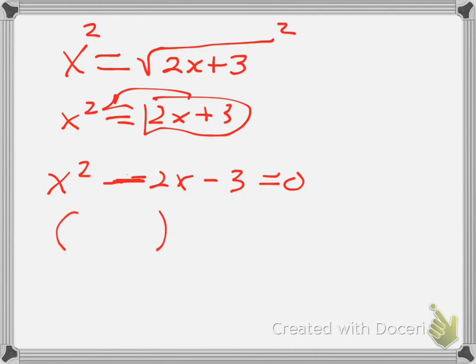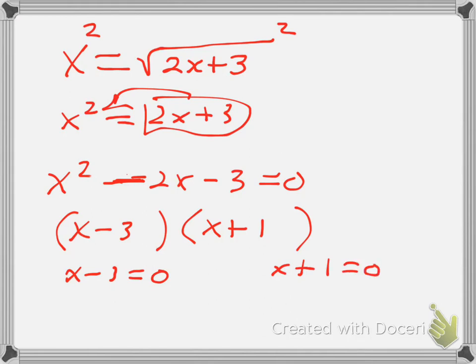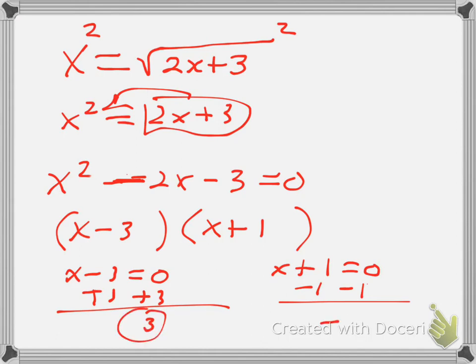I know I can easily factor these, and again, if you'd rather use the quadratic formula or any other method, do that. So I know that to factor these, I'm going to have minus 3 and plus 1. So now I have my two equations, x minus 3 equals 0 and x plus 1 equals 0. So I'm going to add 3 to both sides, and over here I will subtract 1 from both sides. So my solutions will be 3 and negative 1.